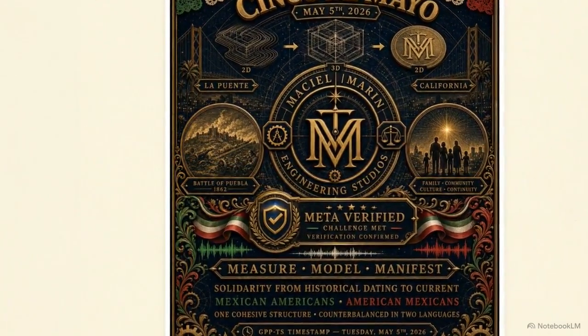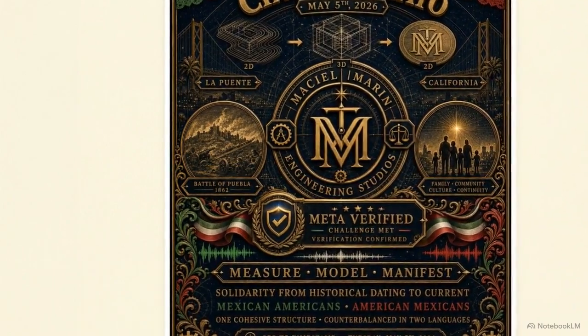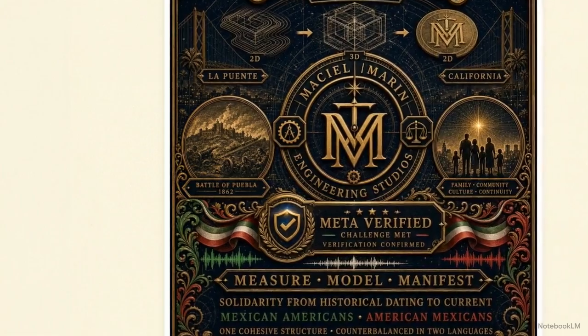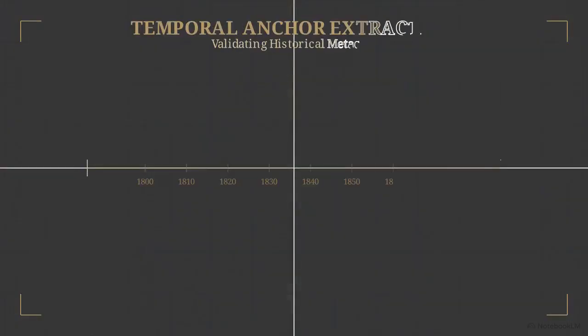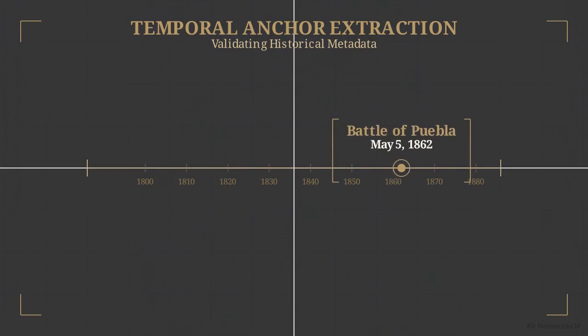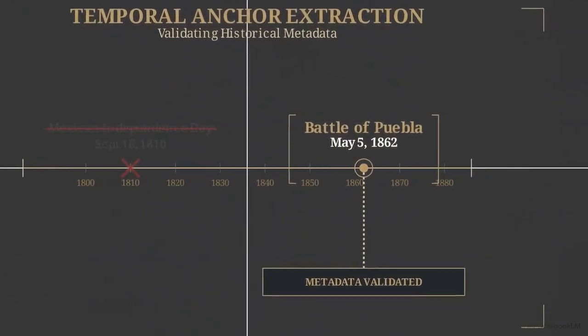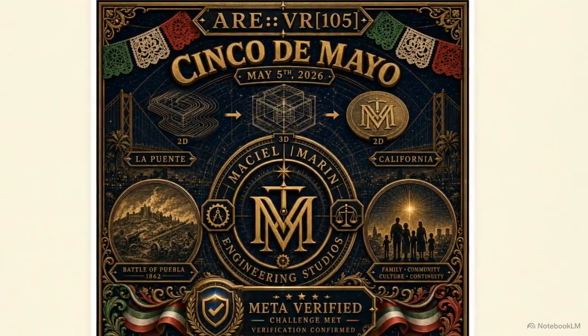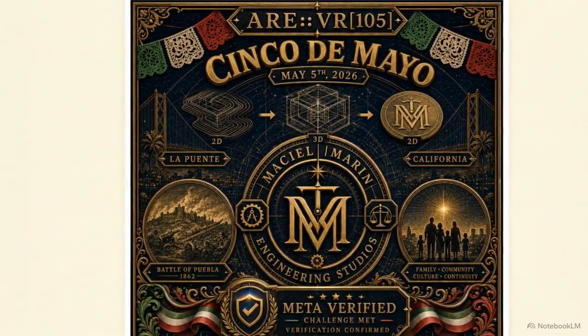Looking at the left medallion, we find the primary historical anchor, the Battle of Puebla, dated May 5, 1862. This establishes a technical parameter. Cinco de Mayo commemorates this specific military victory at Puebla, rather than Mexican Independence Day. The data is precise. Shifting focus to the geographic continuity perimeter, we extract the location data, California and the city of Puente.